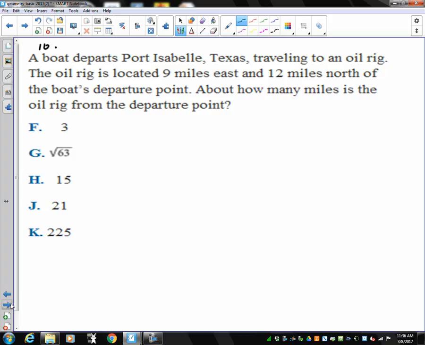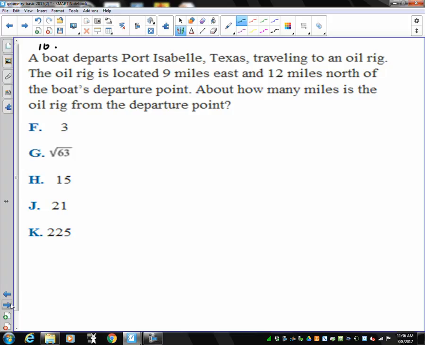Okay, on number 10, we've got a boat that departs Port Isabel, Texas, traveling to an oil rig. The oil rig is located 9 miles east and 12 miles north of the boat's departure point. About how many miles is the oil rig from the departure point? So let me read back through this again. Basically, this is probably just drawing a right triangle. So we're 9 miles east.